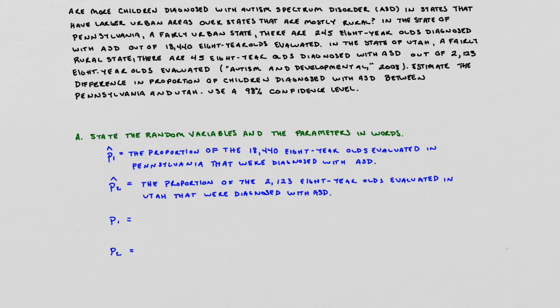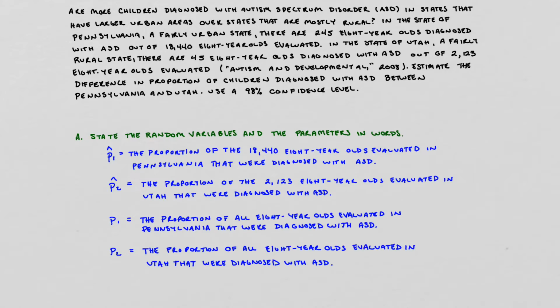And what I would like you to do is go ahead and pause the video, use our random variable definitions as templates, and go ahead and create your parameters, your descriptions for those parameters. Once you're done, press play and we will review. So as we can see with the definitions for our parameters, notice that I've really only changed the sample size to the word all, because again, parameters are referring to populations. All right, let's move forward.